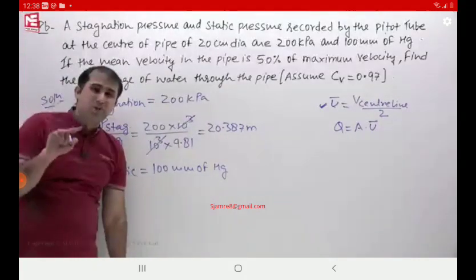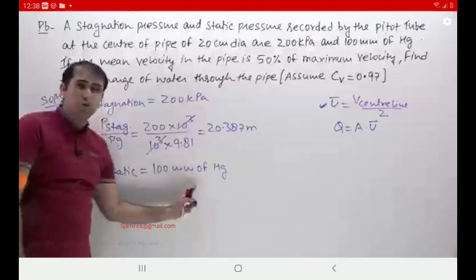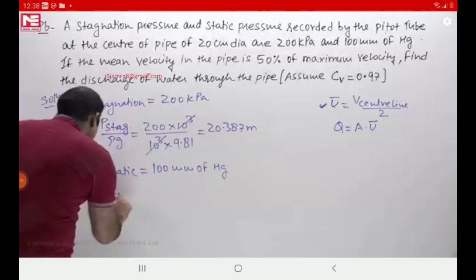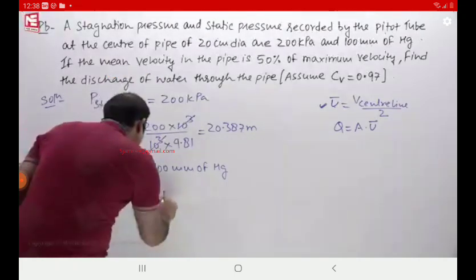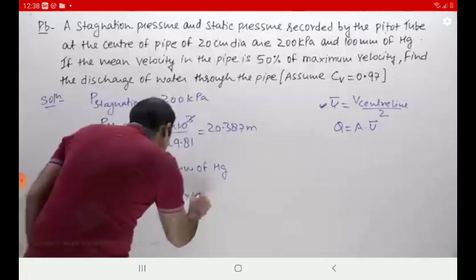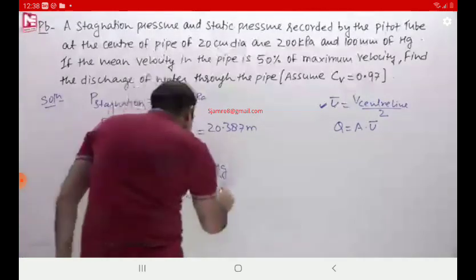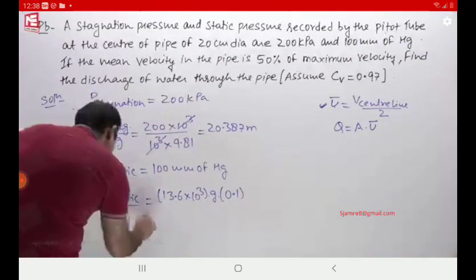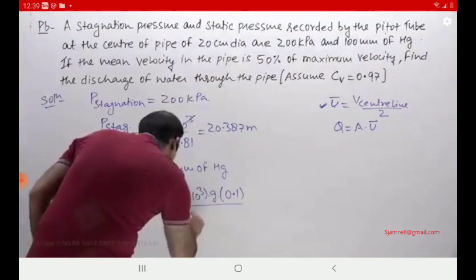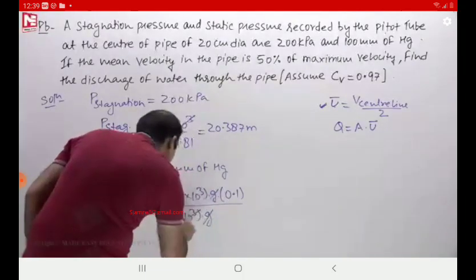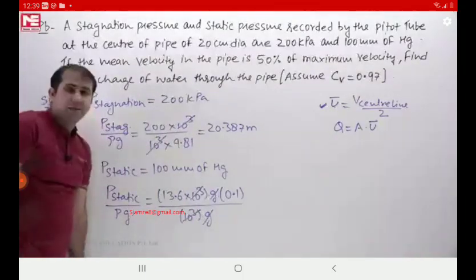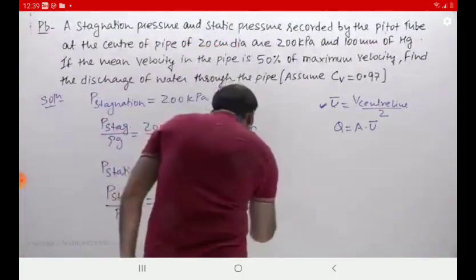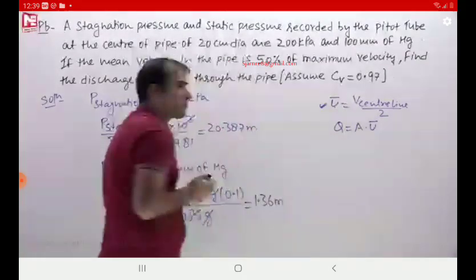Mm of Hg, first of all, we are going to convert into what? Pascal. Rho into G into H. Density of what? Mercury. So this is P static: rho, 13.6 into 10 to the power 3, into G, into 0.1, divided by rho G. This is 10 to the power 3 multiplied G. This cancelled. So बचे पर क्या हो जाएगा? 1.36. So this is 1.36 meter.